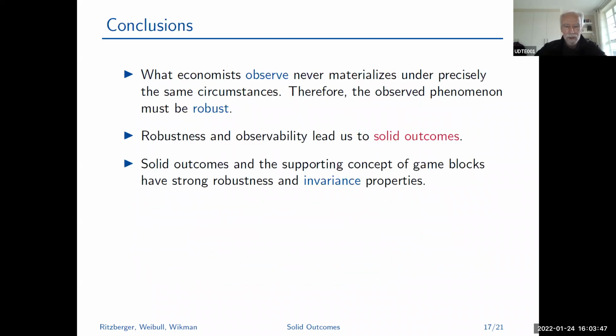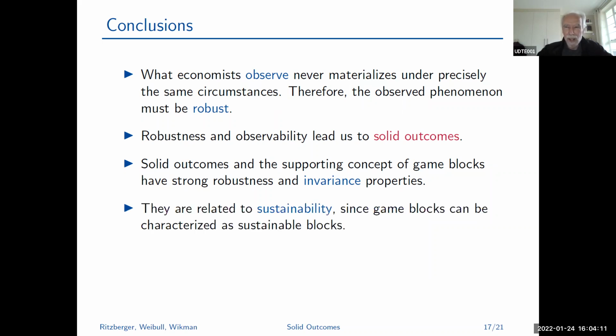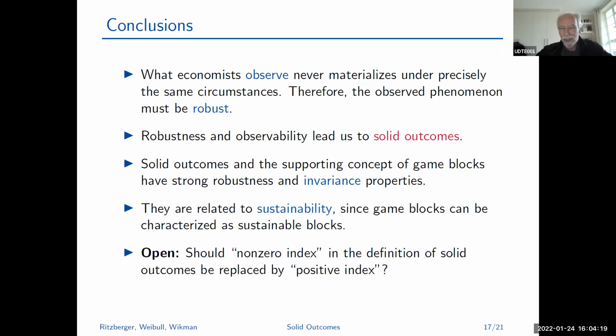Okay, and now I'm already 3 minutes over time, so let me summarize. What we do is we want to combine observability with robustness properties, and that leads us to solid outcomes. Solid outcomes and the supporting concept of game blocks have extremely strong robustness and invariance properties, and they can be characterized as being sustainable blocks. An open question is whether we should strengthen this by going from non-zero index to positive index, given the insights that the other sustainability paper has provided.